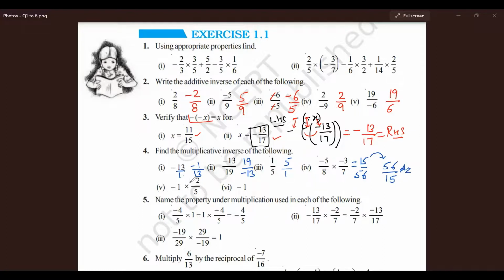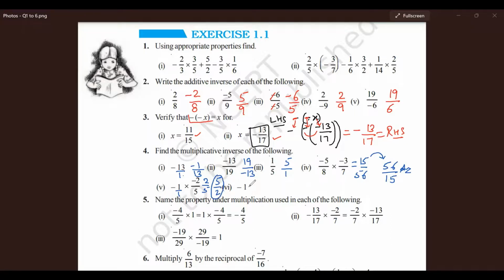Here also we will solve it first. So minus 1 is minus 1 upon 1 basically. So minus minus would become positive, and 1 multiplied by 2 is 2 upon 5. So this is the question. Now the multiplicative inverse of this would be 5 upon 2. So this would be our answer.